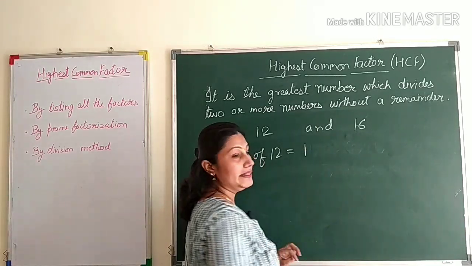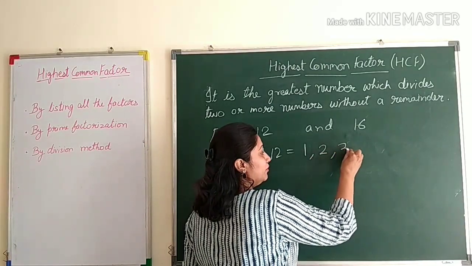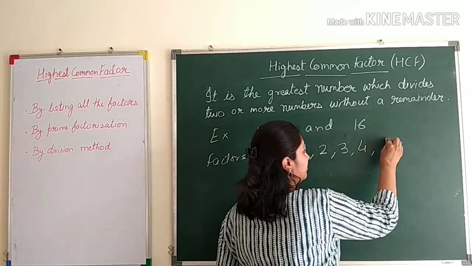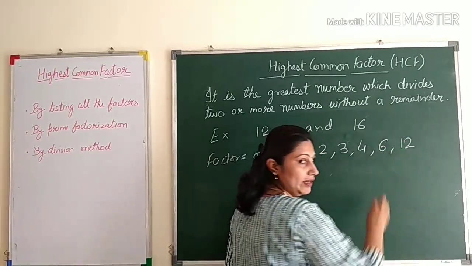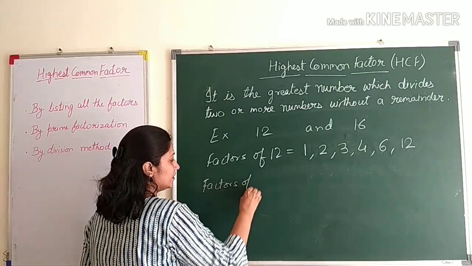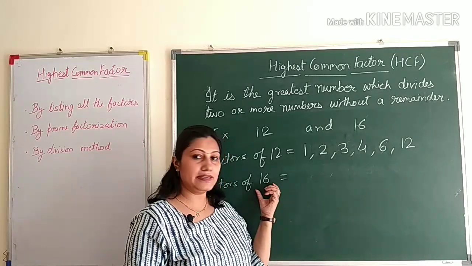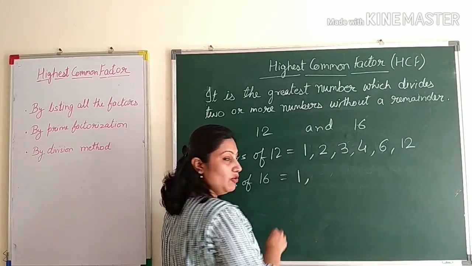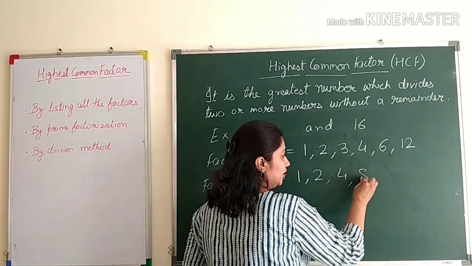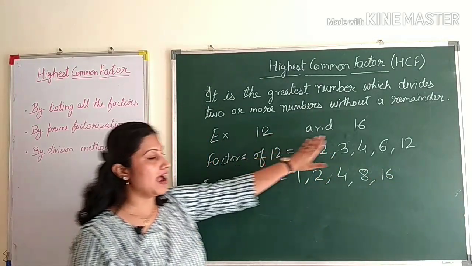For example, in the table of 1, 12 comes, in the table of 2, 12 comes, in the table of 3, 12 comes, in the table of 4 also 12 comes, and in the table of 6 and the table of 12. Let's see the factors of 16. Here also I need to know in which numbers table the 16 comes. So 16 comes in the table of 1, in the table of 2, in the table of 4, in the table of 8 and 16 itself. So these are the factors of 12 and 16.